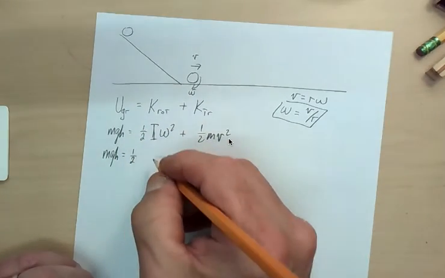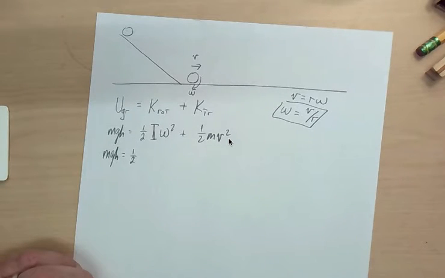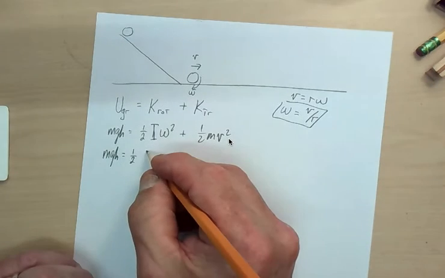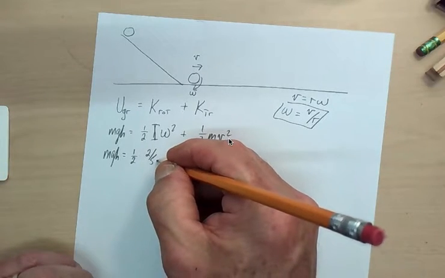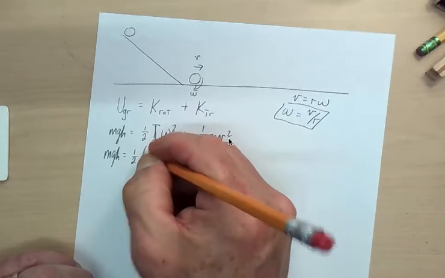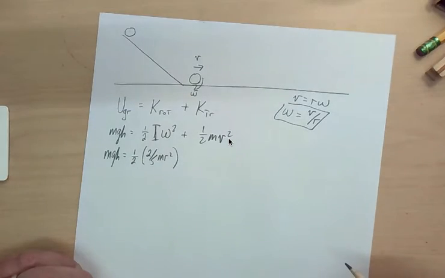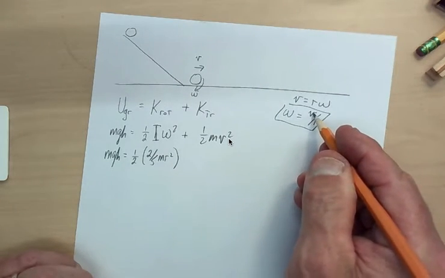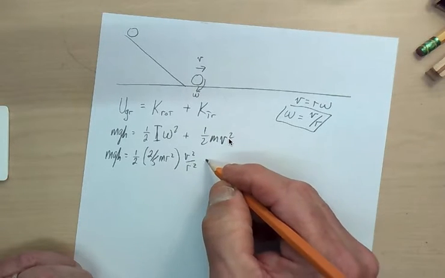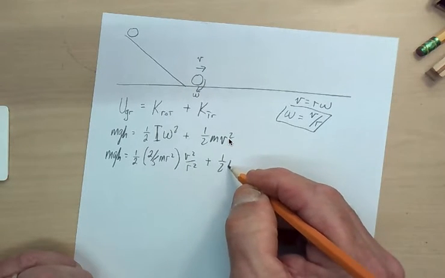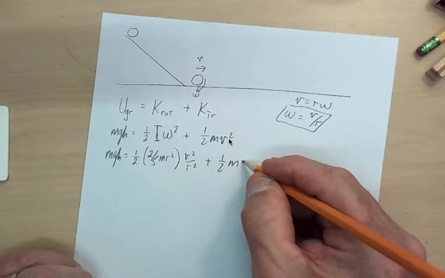of I, which, since it's a sphere, is 2/5 mr squared. I look on my chart, I see that spheres have a moment of inertia of 2/5 mr squared. Omega squared. Okay, well, omega squared is v squared over r squared plus 1 half m v squared.